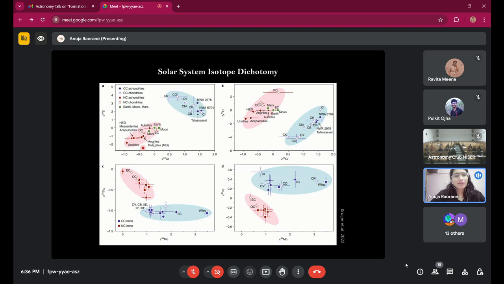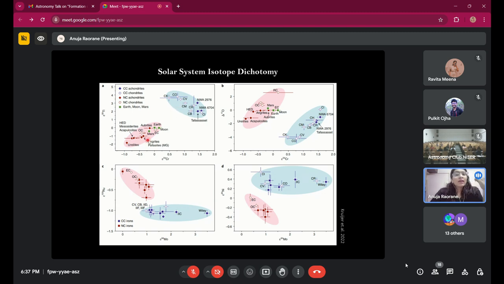This is one red group and another is blue group. If you see abundances of, like, oxygen, chromium, molybdenum, if you look at any of them, there are two different groups that are forming. One is the red group that is associated with non-carbonaceous chondrites, like the meteorites that we found from this region, which are non-carbonaceous, and another are carbonaceous chondrites.